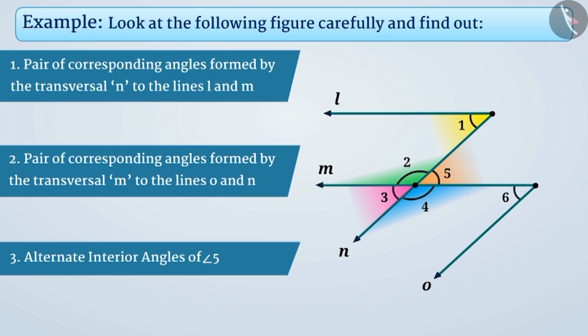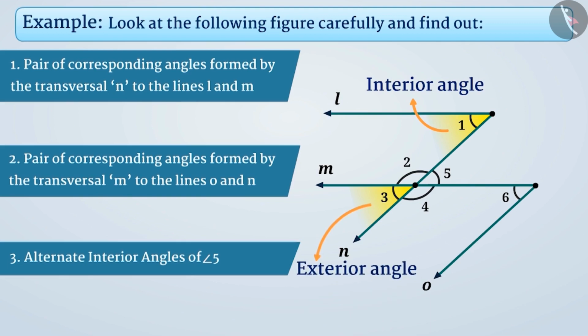Out of these, the vertex of two angles, angle 1 and angle 3, are different. Both are formed on the same side of the transversal and one of them is an interior angle and the other one is an exterior angle. So they form a pair of corresponding angles. Apart from these, there is no other pair of corresponding angles here.